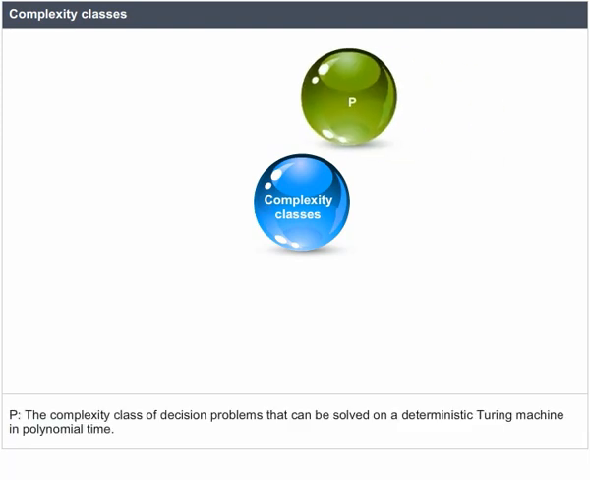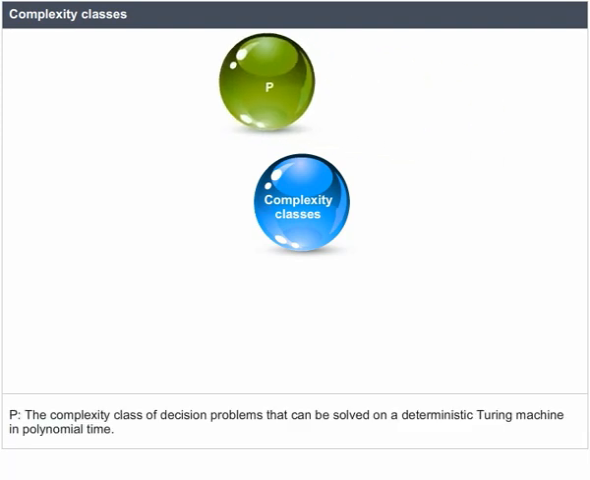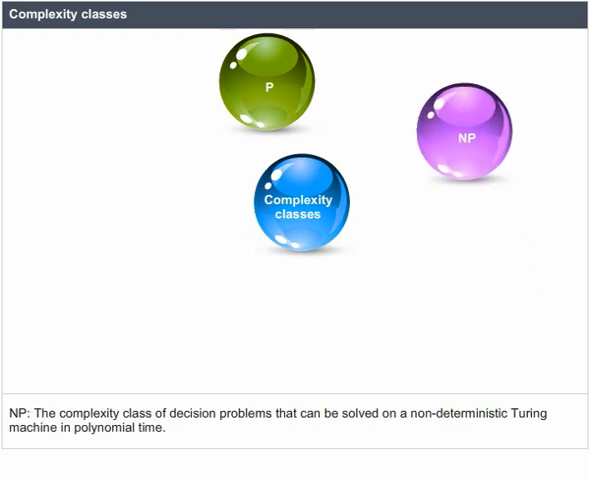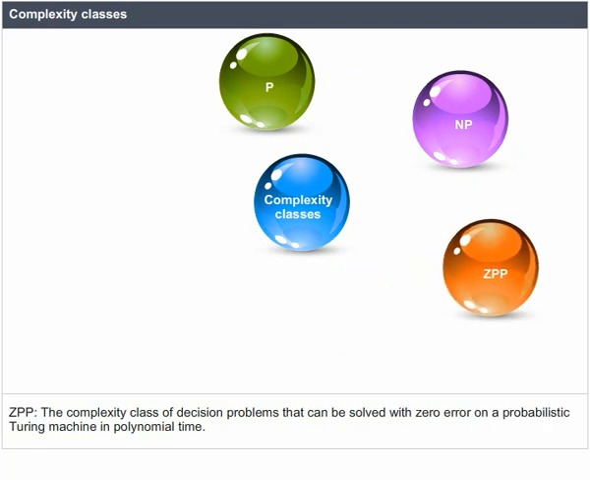Complexity classes. P. The complexity class of decision problems that can be solved on a deterministic Turing machine in polynomial time. NP. The complexity class of decision problems that can be solved on a non-deterministic Turing machine in polynomial time. ZPP. The complexity class of decision problems that can be solved with zero error on a probabilistic Turing machine in polynomial time.